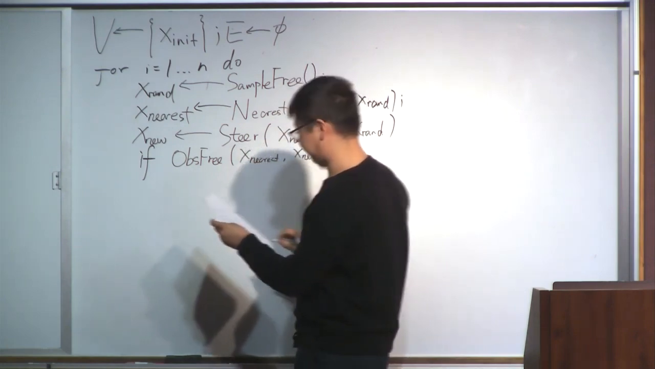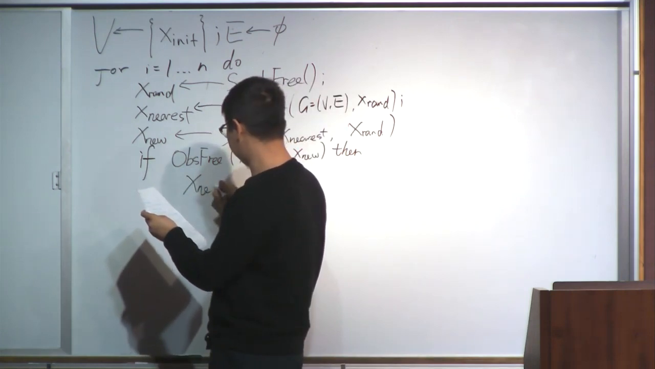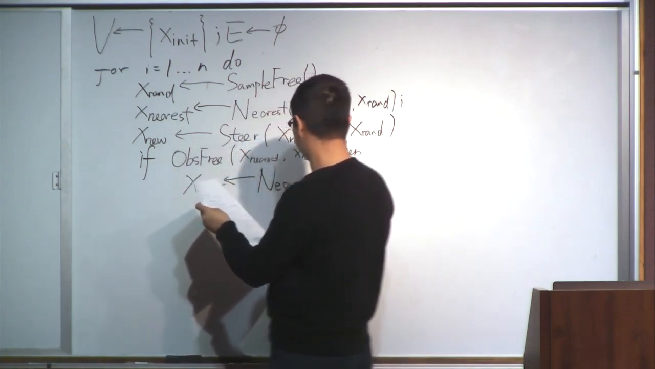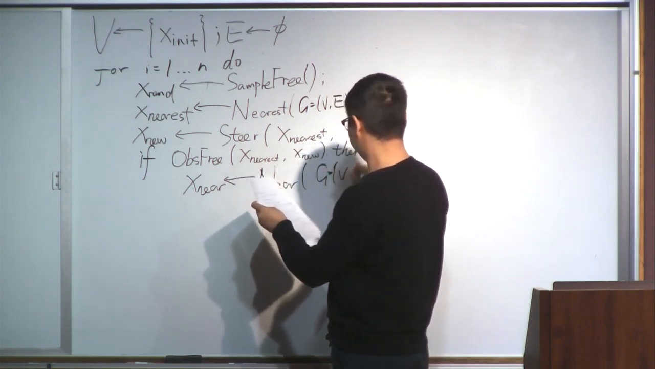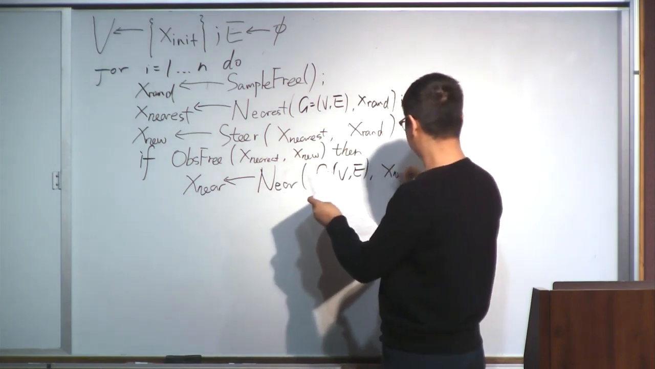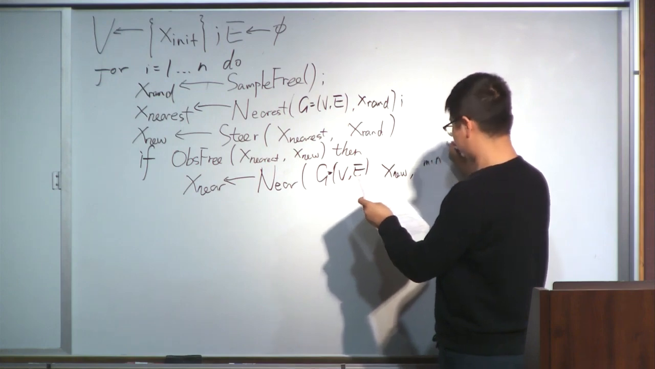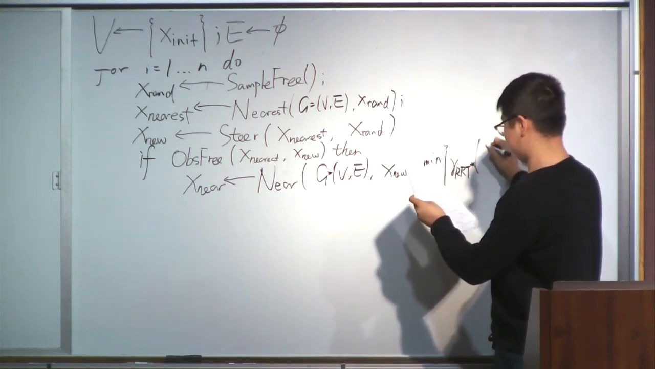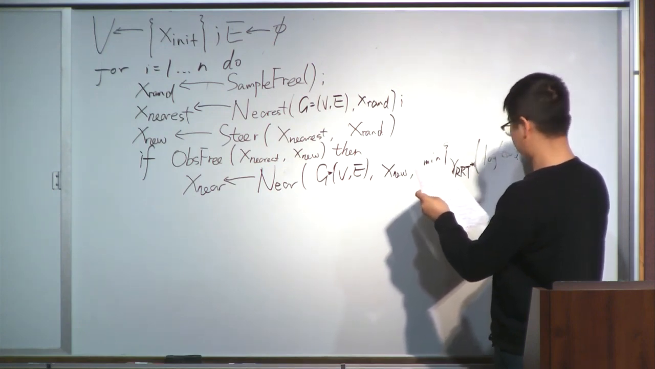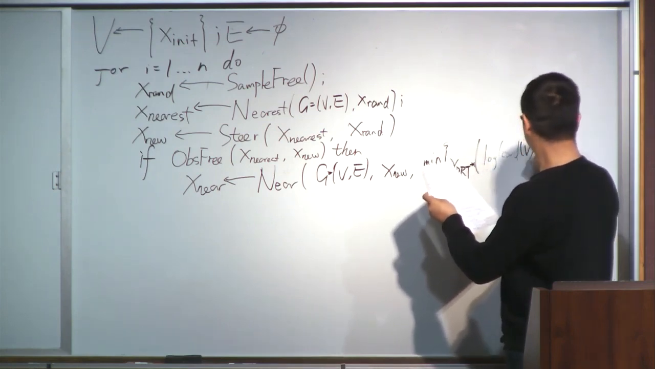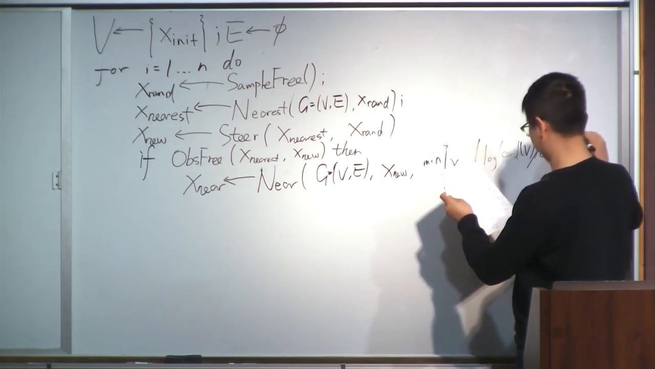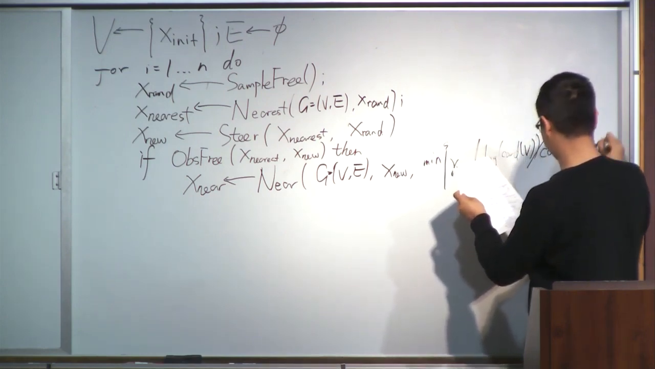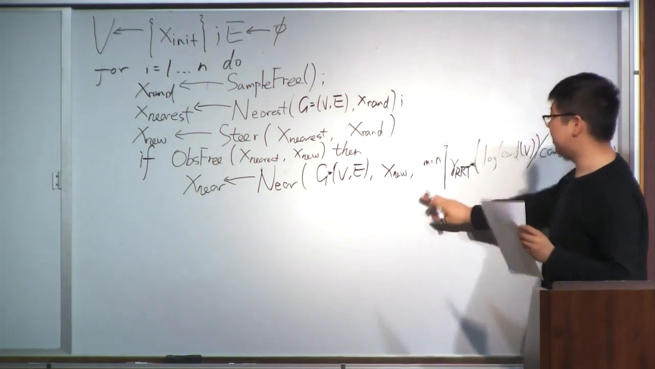Then we want to do X near = Near(G = (V, E), x new, min{gamma RRT star, which is a coefficient, times (log cardinality of V over cardinality of V) to the 1 over d, eta}). So this is a new function, Near.